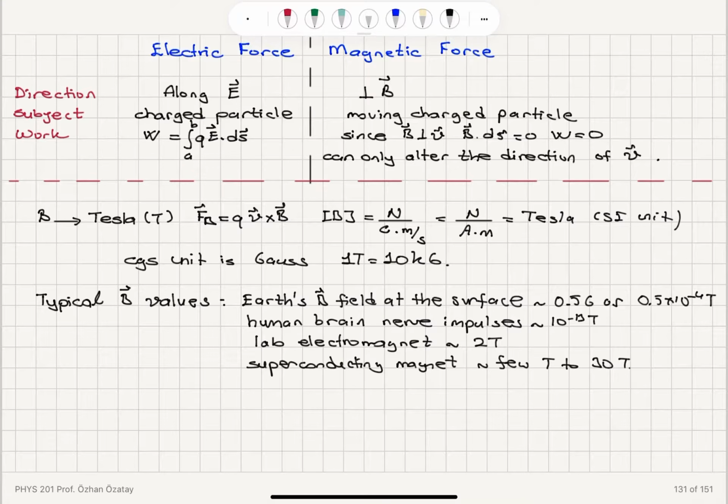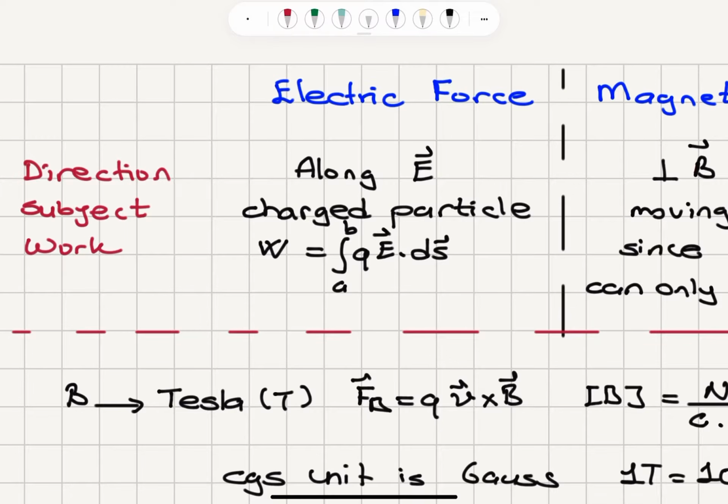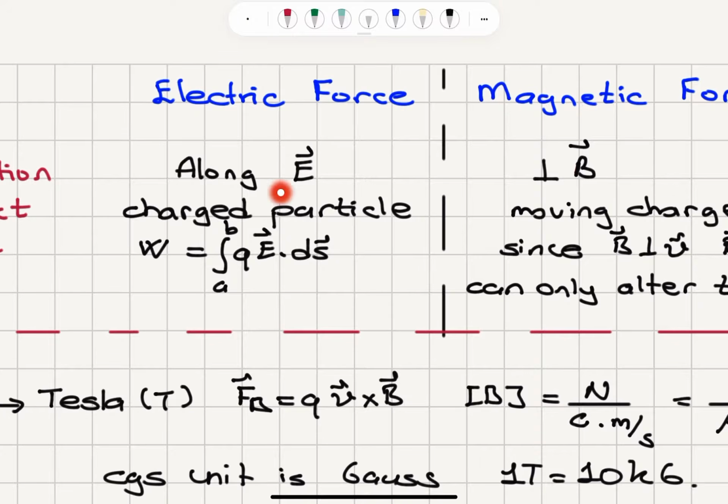Now we're going to compare electric force with magnetic force. So let's start with the direction of the electric force. The electric force is pointing along the electric field direction. Remember that the electrical force a charge feels is its charge Q multiplied by the electric field, and it's pointing along the electric field direction.